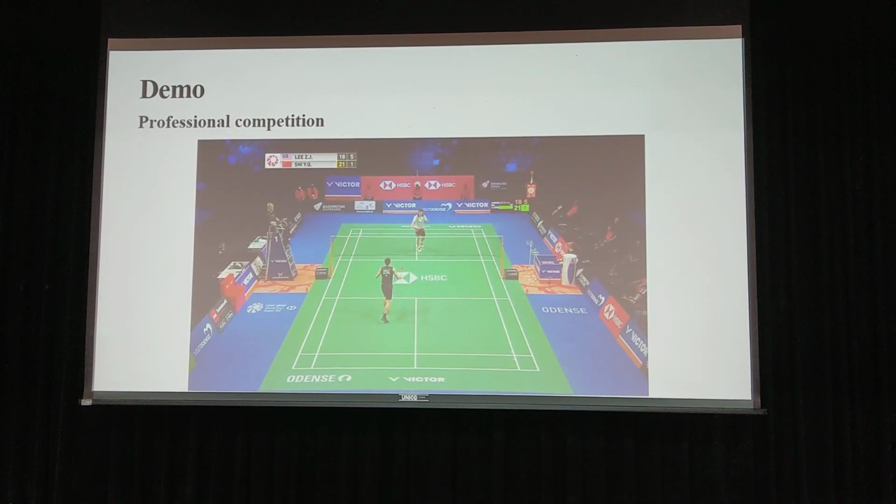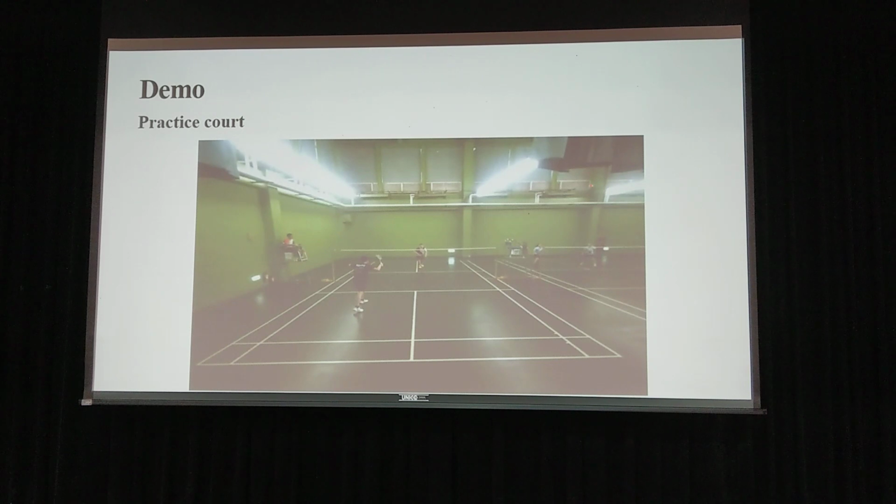Now let's see the demo video. So in this video, TinySeeker targets the badminton as a red spot. We can see it tracks well in professional games. And TinySeeker can also be applied on regular practice courts. In this video, it also shows our model not just targets one, but targets all the badmintons on the court.